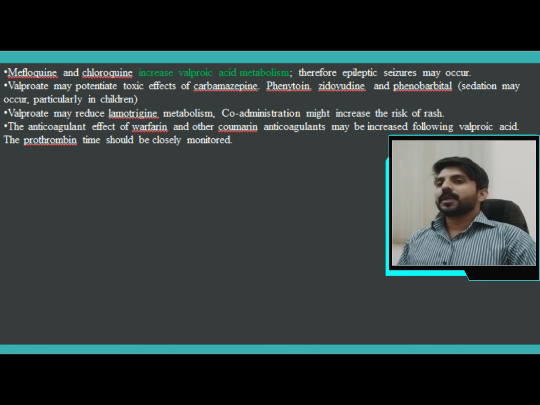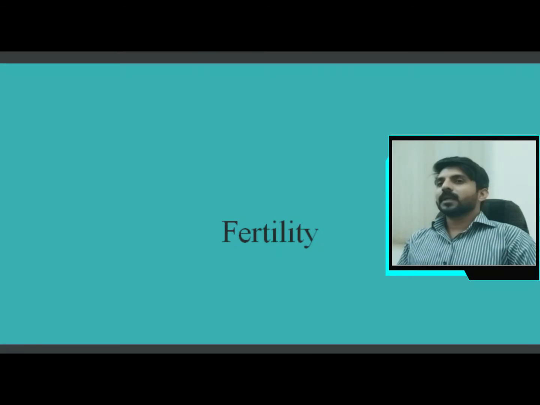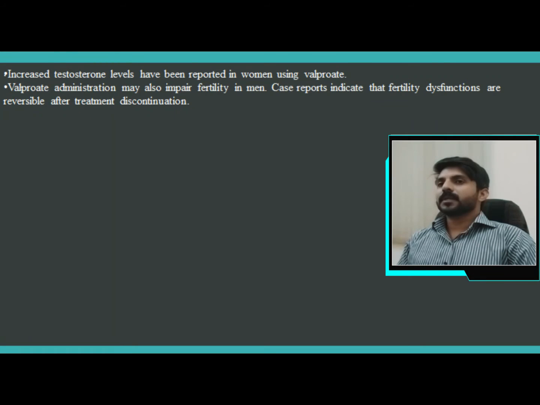Valproic acid may potentiate the toxic effects of carbamazepine, phenytoin, zidovudine, and phenobarbital. Valproate may reduce the lamotrigine metabolism and increase the risk of rash. The anticoagulant effects of warfarin and other coumarins may be increased while using valproic acid. In this case, prothrombin time must be closely monitored. If we talk about fertility, then testosterone levels may increase in women. However, impaired fertility in men is also observed, which can be reversible after treatment discontinuation.